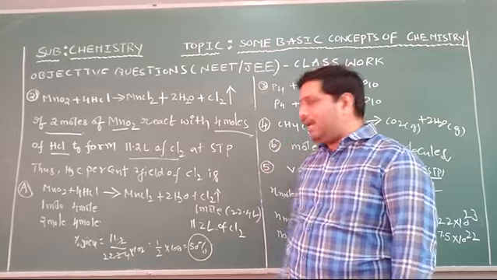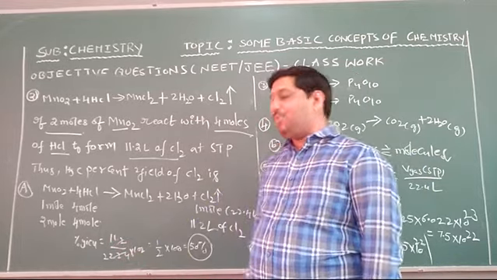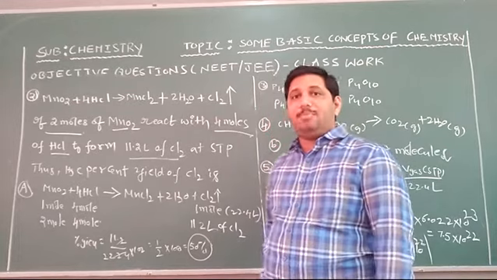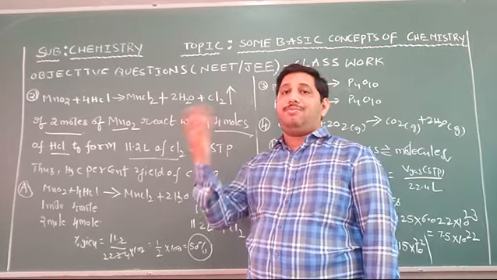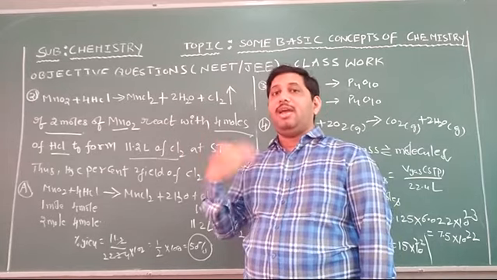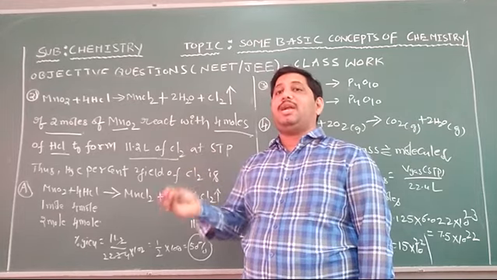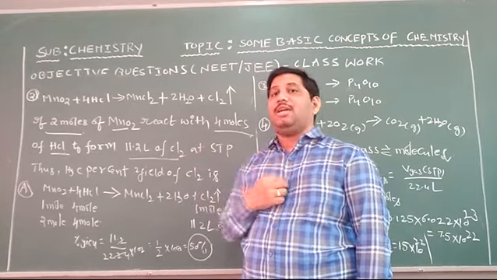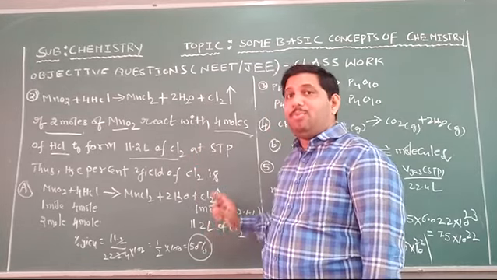Therefore, the percent yield is given volume by actual volume into 100. For example, suppose I got 35 marks, how much percentage? 35 by 100 into 100. I got 75 marks, 75 by 100 into 100. Obtained marks by total marks into 100. Here also, obtained volume by total volume into 100.